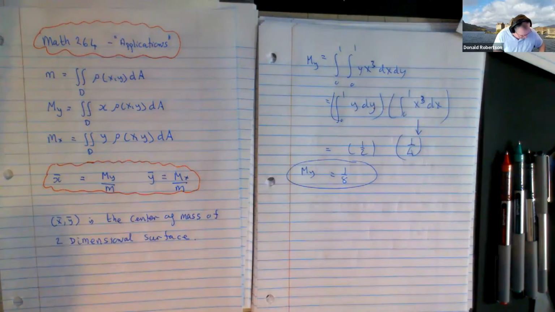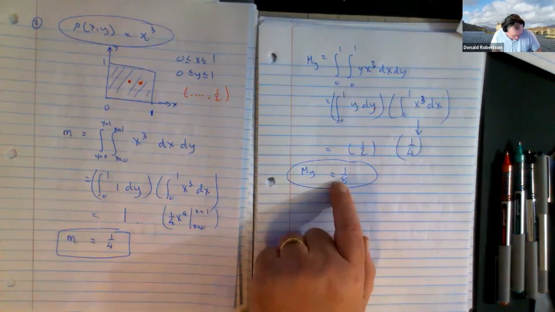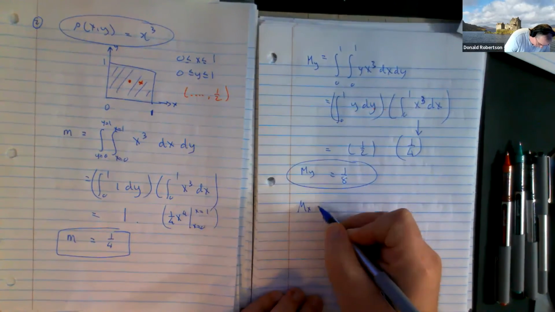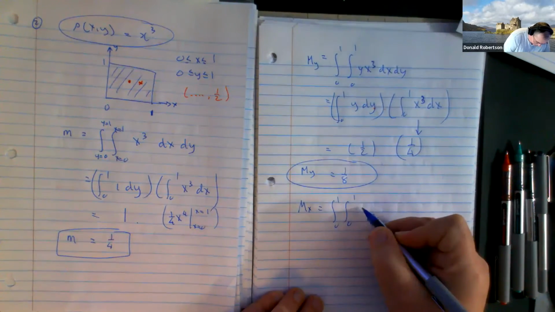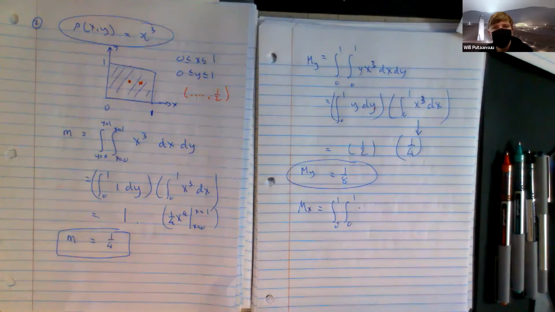Okay, so we got the overall mass is a quarter. The moments around the y are an eighth. The moments around the x's is basically... question. Why did we put the integral that we just did?